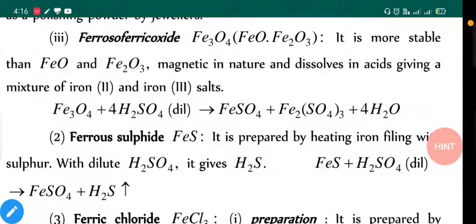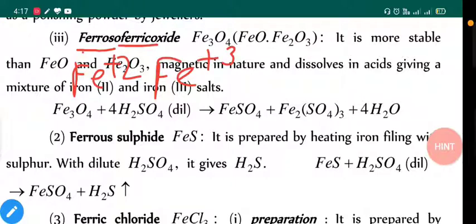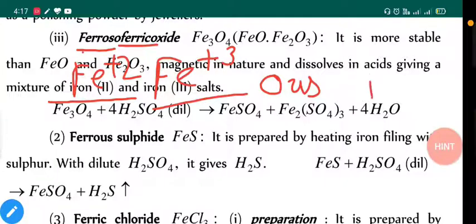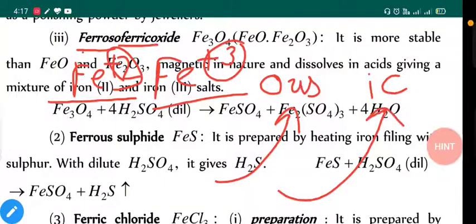Now ferroferric oxide. As the name suggests, ferro means it represents the plus 2 oxidation state, and ferric represents the plus 3 oxidation state. Normally if you have only 2 oxidation states, then the lower oxidation state gets the suffix OUS and the higher oxidation state gets the suffix IC. So here we have two different oxidation states, plus 2 and plus 3. That's why plus 2 is ferrous oxide and plus 3 is ferric oxide.